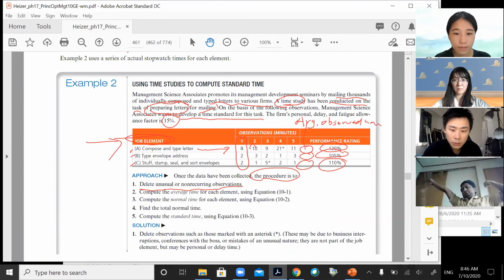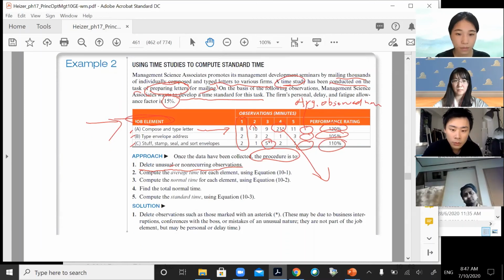So it says delete unusual. What happened is that you see this asterisk here. So this is actually deleted and not used as data. Sometimes we need to remove data because it's going to disturb your average value. Because 8, 10, 9, 11 is okay, but 21, something is wrong here. Maybe the person who did it got stuck with something. Same here, 5. So 21 and 5 are not taken into account.